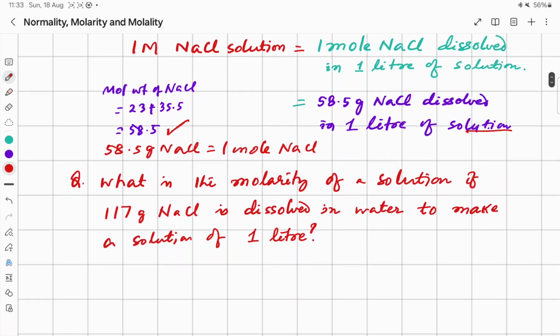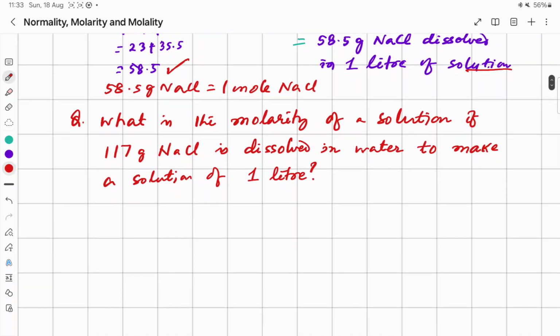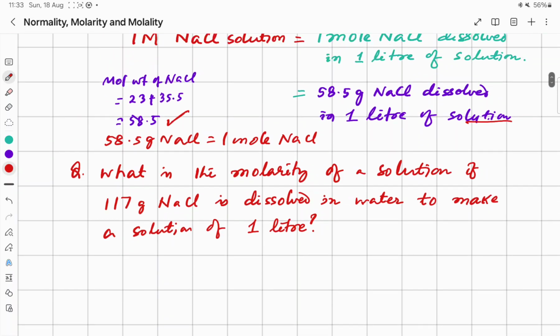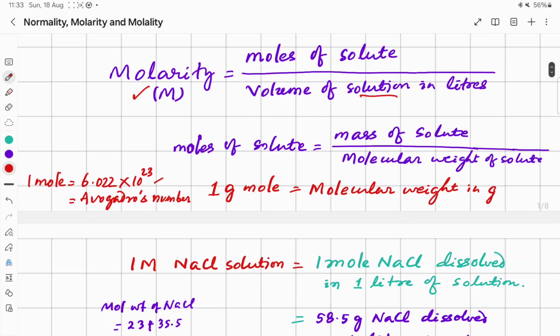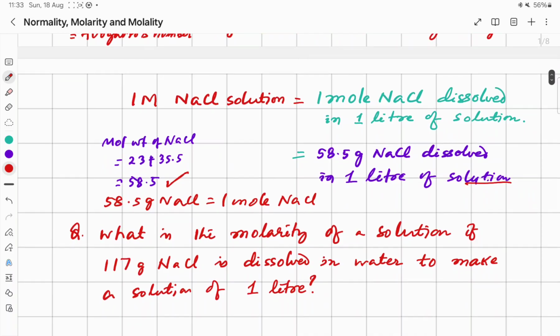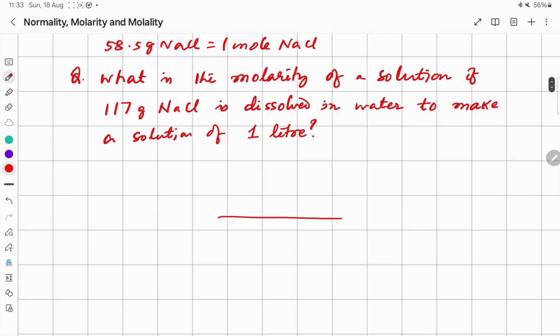So let us take another example. What is the molarity of a solution if 117 gram sodium chloride is dissolved in water to make a solution of 1 liter? We know the molarity formula is the moles of solute divided by volume of solution in liters. So molarity M is equal to moles of sodium chloride in 1 liter of solution, and it is 1 liter that is taken, so nothing to worry about this.